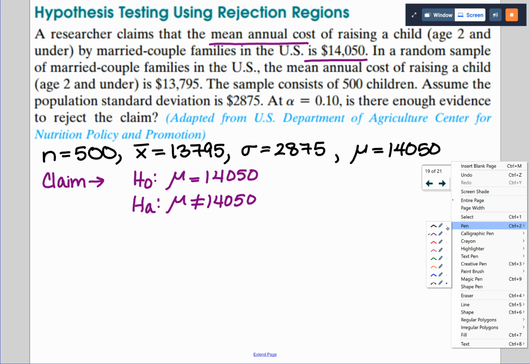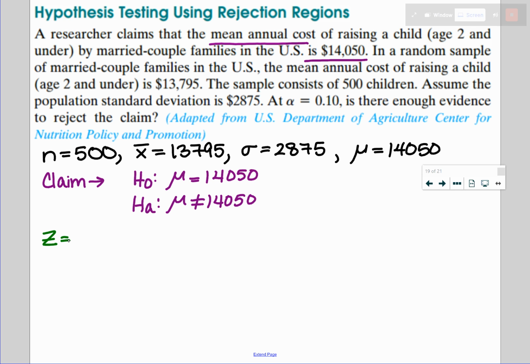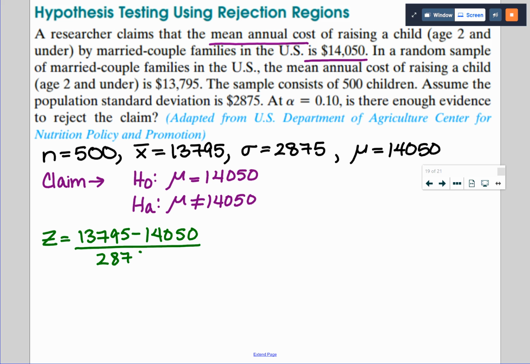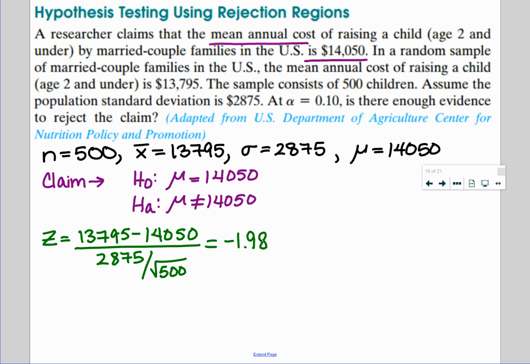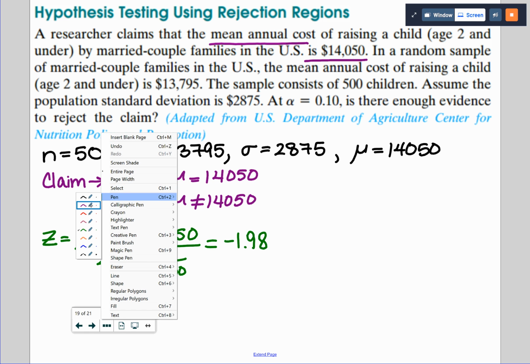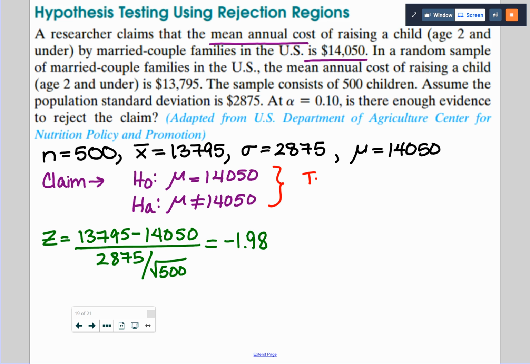All right, let's find the z-score for our sample mean. 13,795 minus population mean 14,050 divided by my standard deviation of the population over the square root of my sample size, 500. Round to 2 decimal places. I get negative 1.98. Okay. Is this a left tail, right tail, or two-tail test? This is going to be a two-tail test.